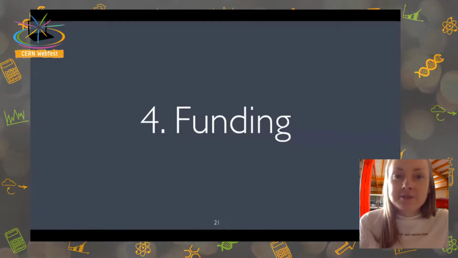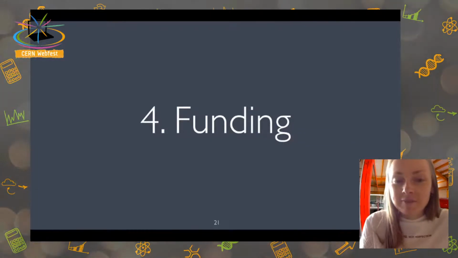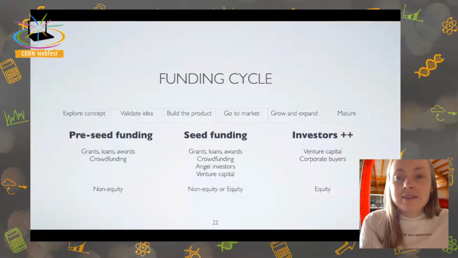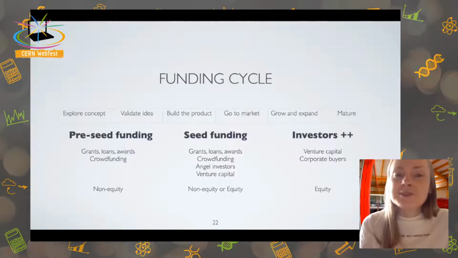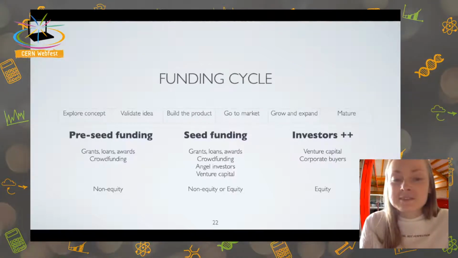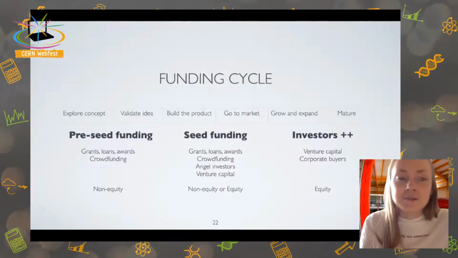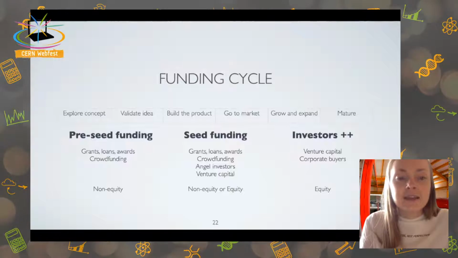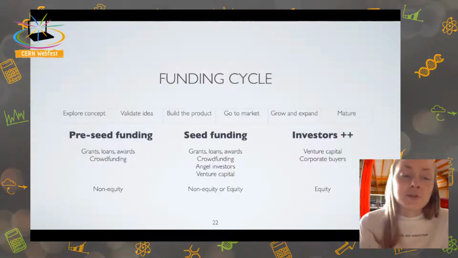So this was the first three parts, and now comes the last part about funding. Now, this is a business slide, but I will take you through it. I just want to take you through the typical stages of a startup and the funding cycle for each of those. So in the table there, you see the stages for a startup. They don't have to be like this, but this is the usual way.